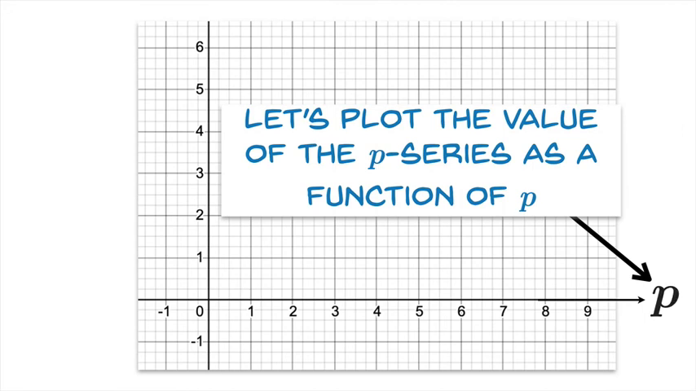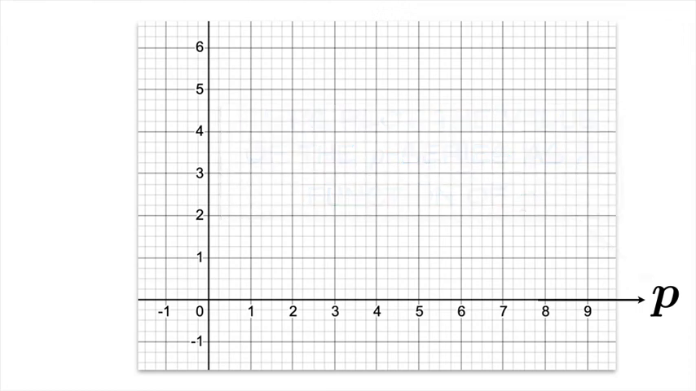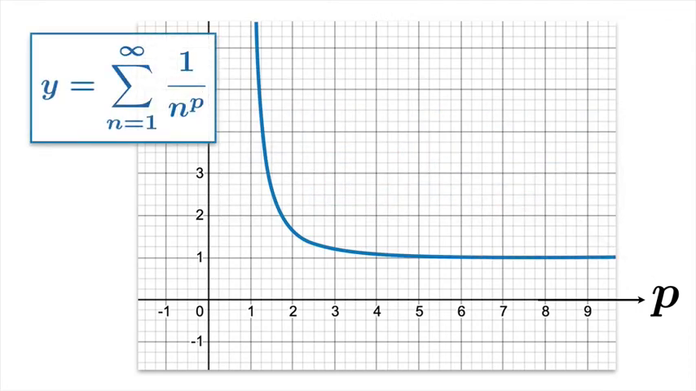So what we want to do is plot the value of the p-series as a function of p. You can't do this casually. You need some software to help. I used Wolfram Alpha, but you get a graph that looks something like this. So what's going on here? You choose a p, and then the value here is what the series converges to for that choice of p. So there are several things to notice about this graph.